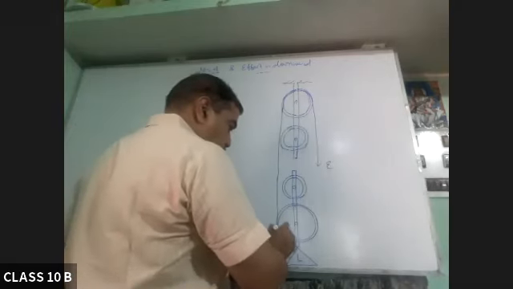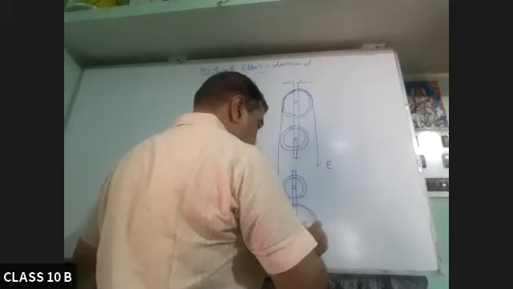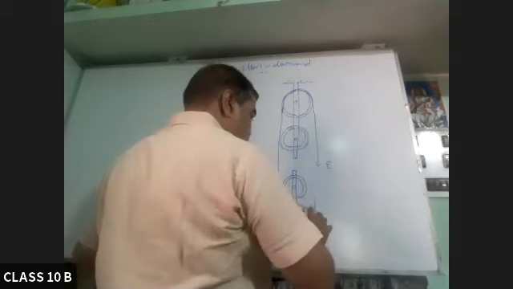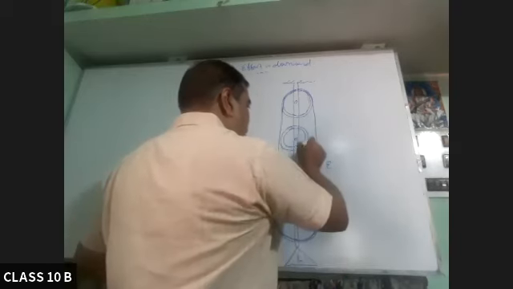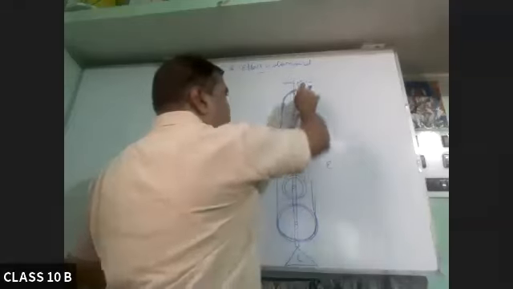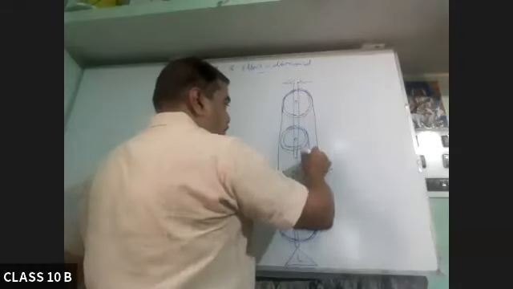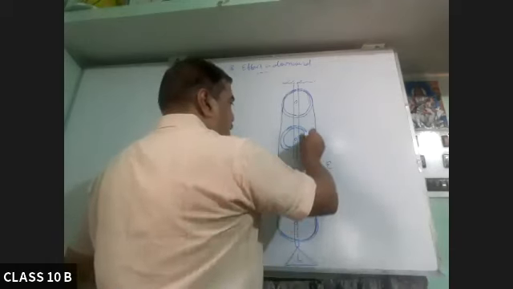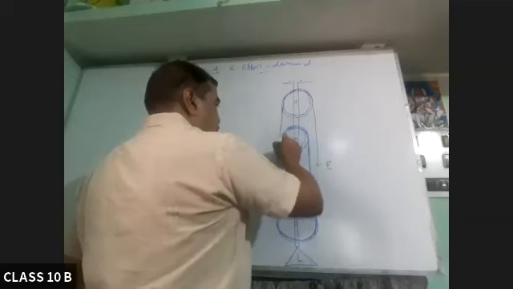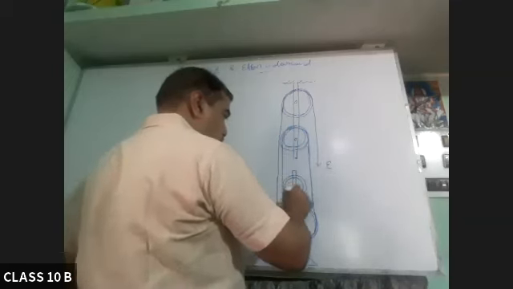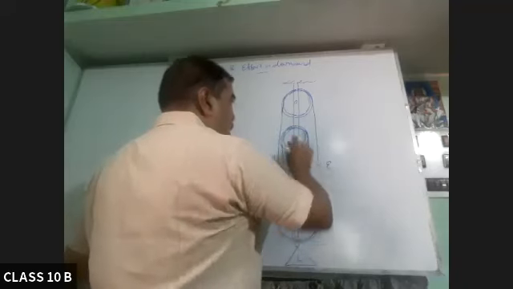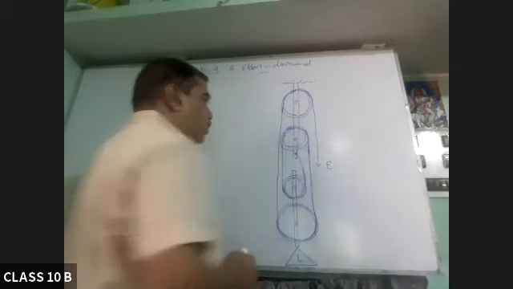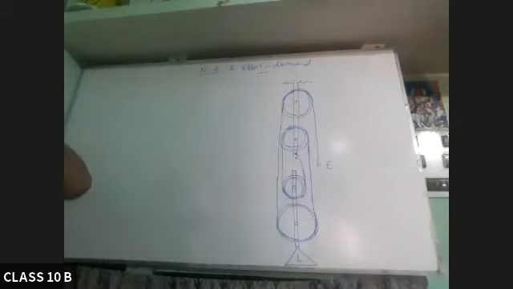Now from here it will go to the second one, because this is already occupied. So it will move from here and come to this one. Now from here it will come to this place. Now nothing is lying vacant, so at last it will be connected to the frame.